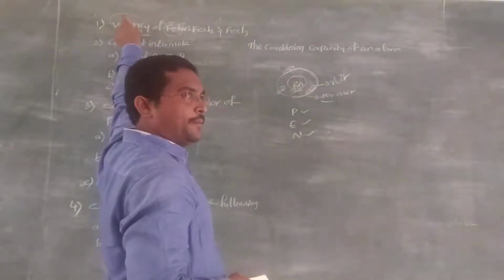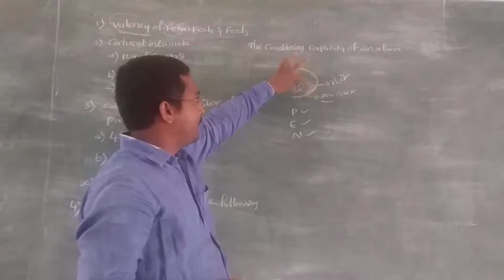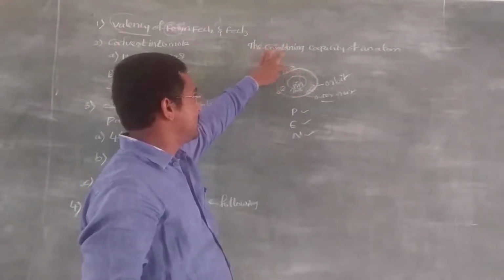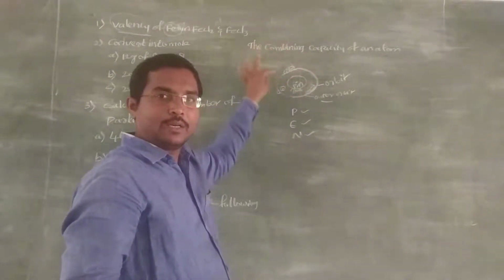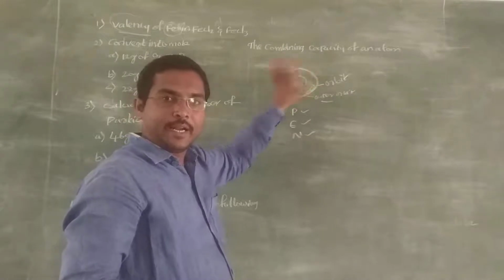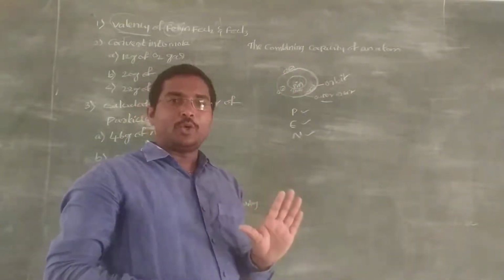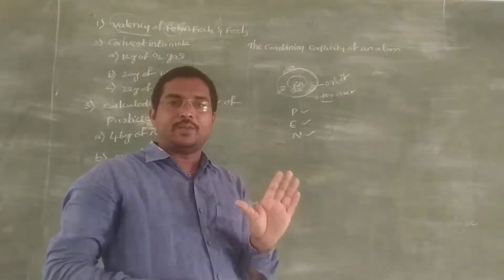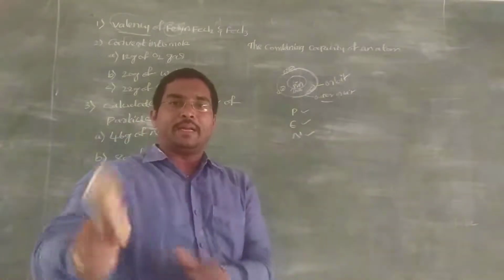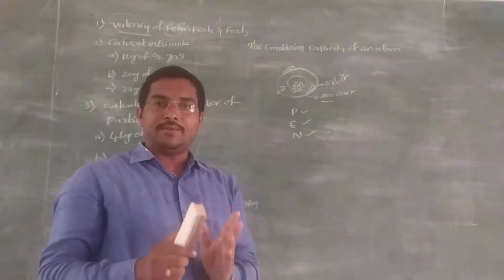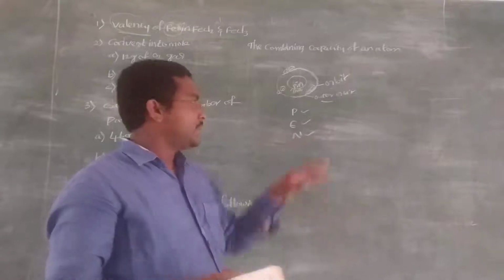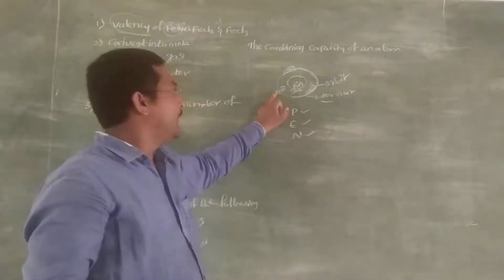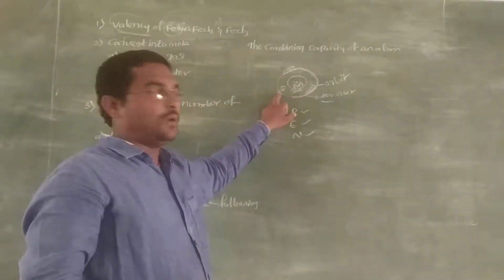Once again I am repeating: the number of electrons present in the outermost orbit of the atom is called valency. See, now you count and tell me the number of electrons present in the outermost orbit.